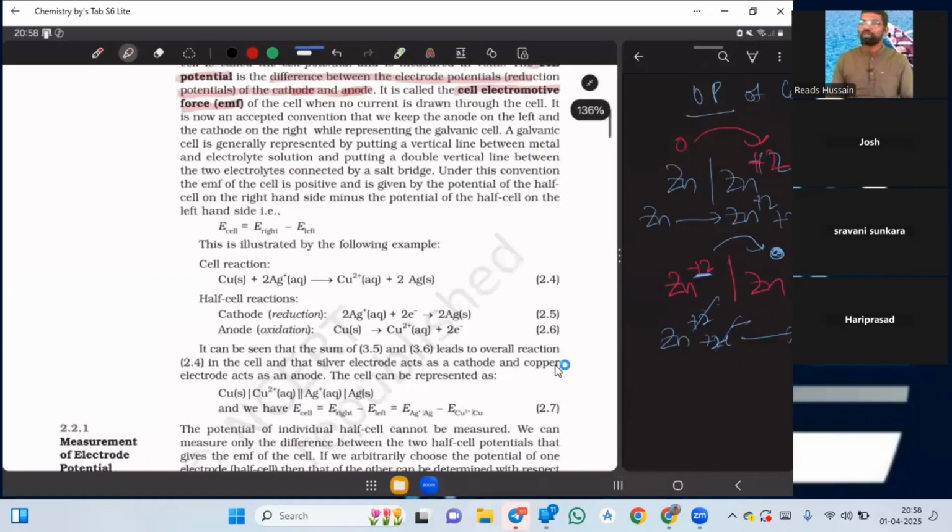Now here you can see some formula. So E cell is equal to E right minus E left. What is this formula? E cell means cell potential is equal to E right, right hand side potential. Right hand side potential is nothing but cathode potential minus left, right minus left. Otherwise, you simply remember higher value minus lower value, higher value minus lower value.